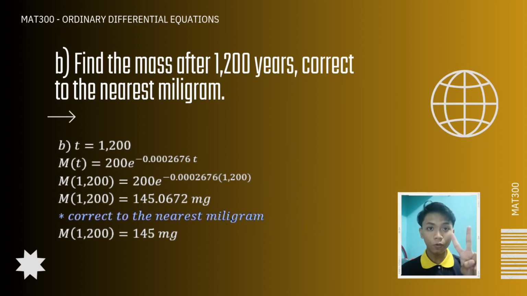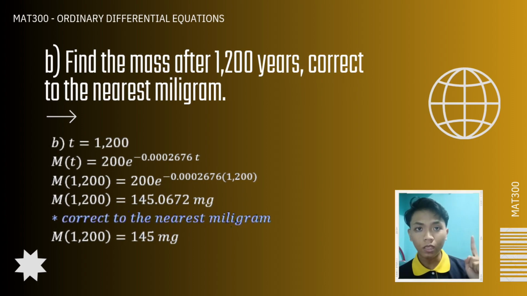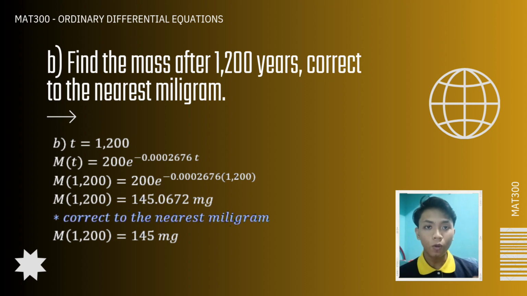To solve our second question, we need to use the formula that we got from question A, which is M equal to 200 exponential negative 0.000267t. We substitute the value of t with 1200 and we get the mass after 1200 years as 145.0672 milligram. Then we correct to the nearest milligram, so the mass after 1200 years is 145 milligram.